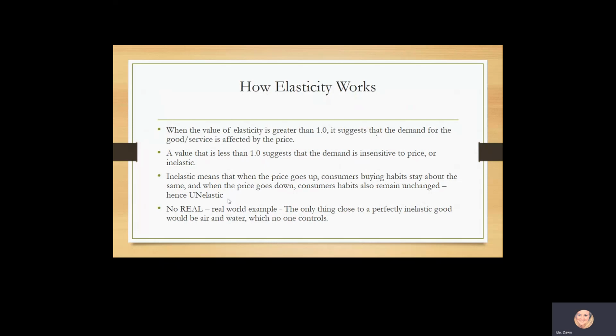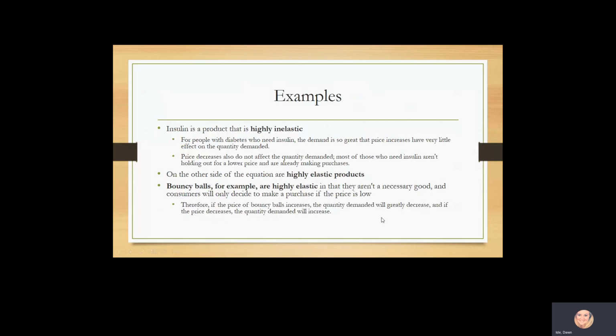So the only thing close to something that's perfectly inelastic would be air, water. No one controls those things. So it doesn't matter if prices go up or down in the world, you still need to breathe, right? So you're going to take in the same amount of air no matter what the price of anything is. All right, so that's kind of a funny example, but that's really truly the only thing that could be inelastic because pretty much everything is affected by price.